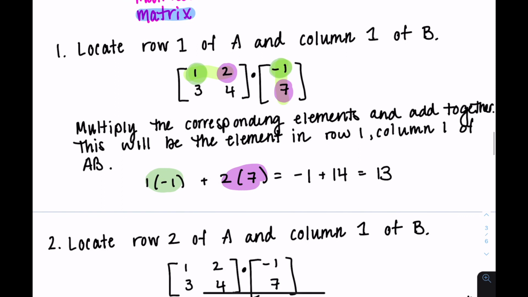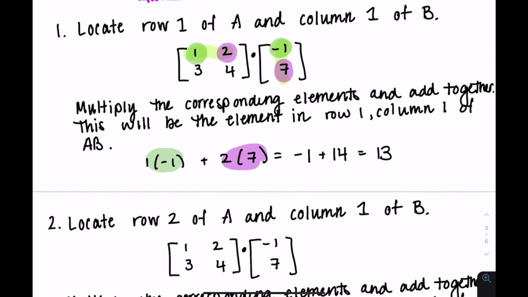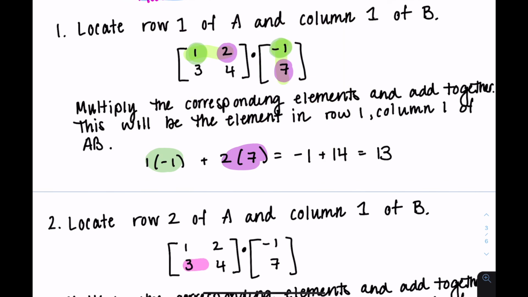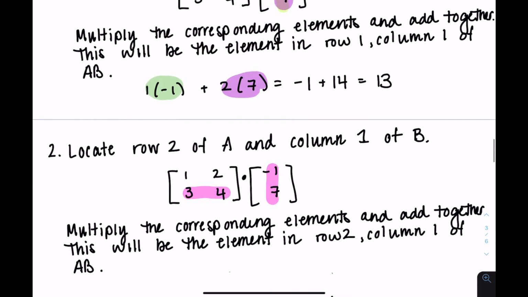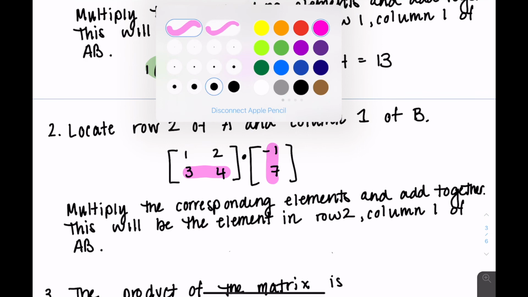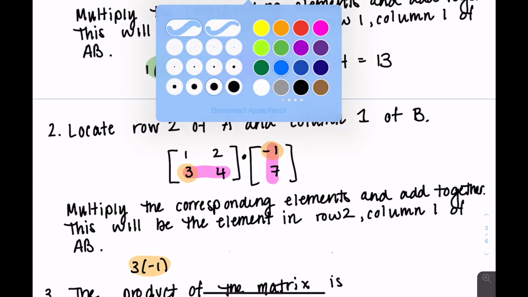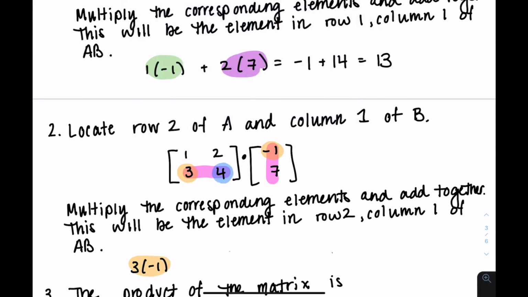To get the second element that's in the second row, first column, I'm going to go ahead and locate row 2 and column 1 of my matrix. So here's row 2 and column 1. And I want to do the same type of thing. I'm going to multiply those corresponding elements. So I take the first thing in my highlighted row, multiply it by the first thing in my highlighted column. So that's going to give me 3 times negative 1. Move on to the next number and the next number. So we're going to add to that 4 times 7.